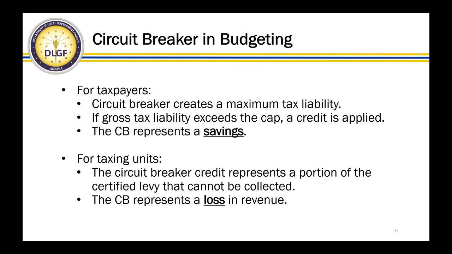On the other side of the coin, from a taxing unit's perspective, the circuit breaker represents a portion of the levy that cannot be collected. While the bill may have shown one amount, that circuit breaker credit is a part of the bill that you were expecting to collect, but the taxpayer never had to pay. So when we talk about circuit breaker from a taxing unit perspective, circuit breaker represents a loss in revenue.